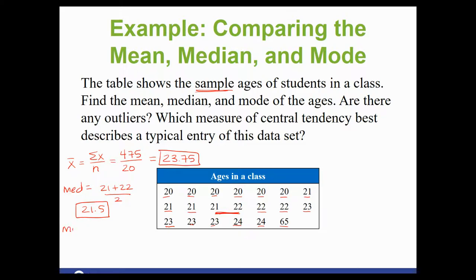And the last one is mode. What is the one that comes up most frequently? And you can see it on that top row, 20. There's a lot of 20s in there.